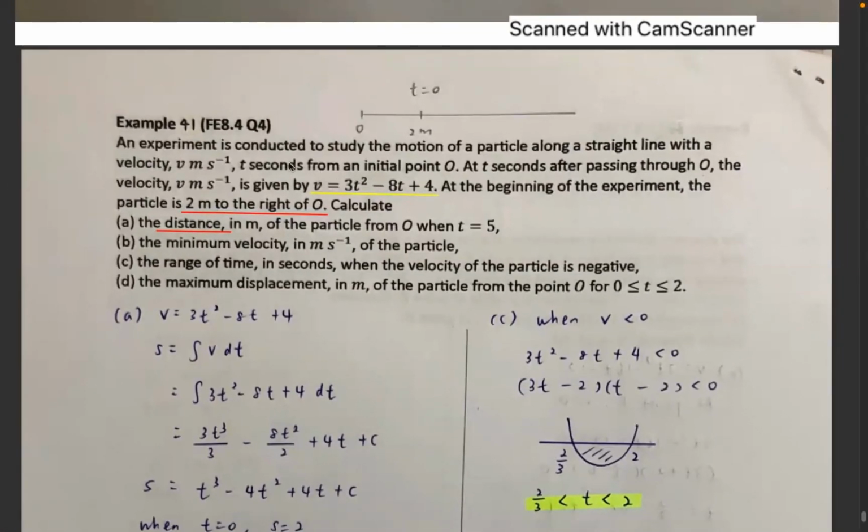Example 41. An experiment is conducted to study the motion of a particle along a straight line with a velocity given by v equals 3t squared minus 8t plus 4. At the beginning of the experiment, the particle is 2 meters to the right of O. That means this is the fixed point O, and at the beginning of the experiment, the particle is already here, 2 meters to the right of O. That means when t equals 0, s equals 2.